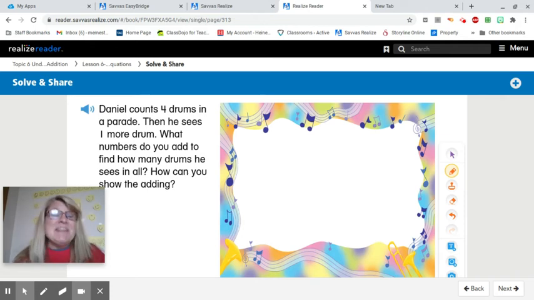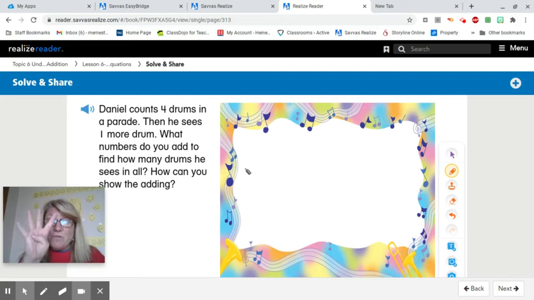Get your pencils ready for the first page in our math today. It says Daniel counts 4 drums in a parade. Then he sees one more drum. What numbers do you add to find how many drums he sees in all? How can you show the adding? So, what did we start with?